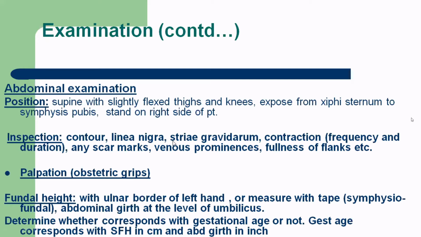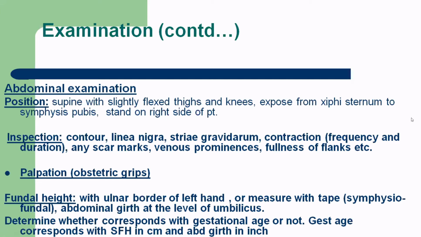Okay, and you should also note the venous prominences if there are any, and whether the flanks are full or not, right? And we go to obstetric grips or palpation after inspection. So we have to note the fundal height with the ulnar border of the left hand. I'm just summarizing these examinations. Okay, you have been taught about this. With the ulnar border of the left hand, or you can measure with tape.